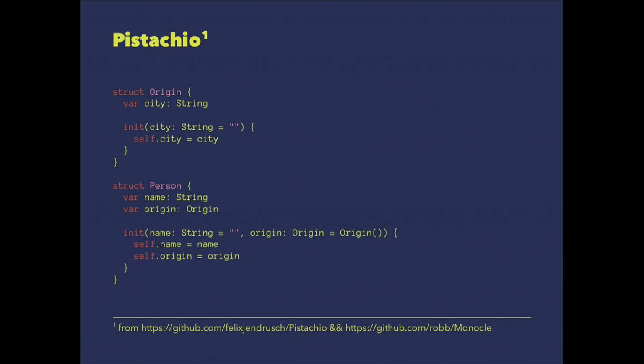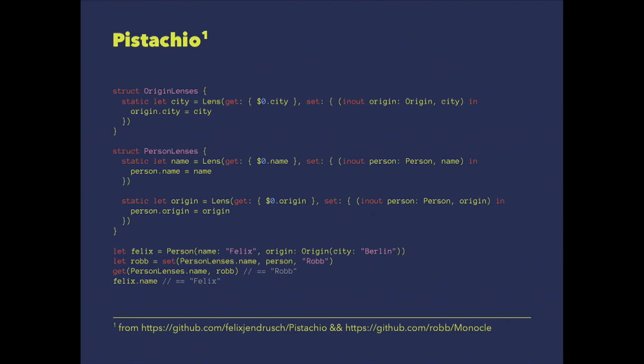I grabbed this from the Pistachio README. Pistachio is a JSON parsing library and whatnot, which uses Monocle under the hood. Monocle is for lenses, and it really showcases how value types can be beneficial. We have here a couple of simple structs. We have a city and a person, origin and a person. And we can create these things called lenses around them. Lenses give us immutable types that we can still work on. We can see here that when we create a person named Felix with the origin city of Berlin, we can also create a Rob here.